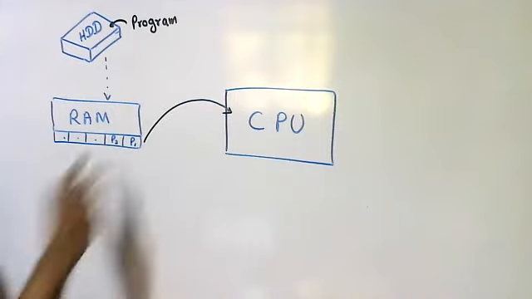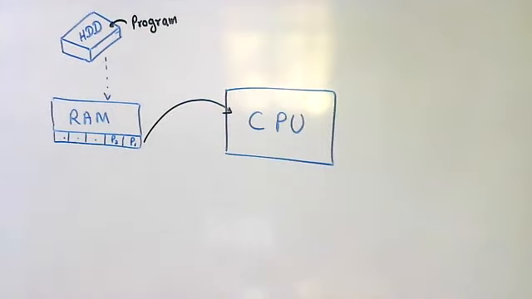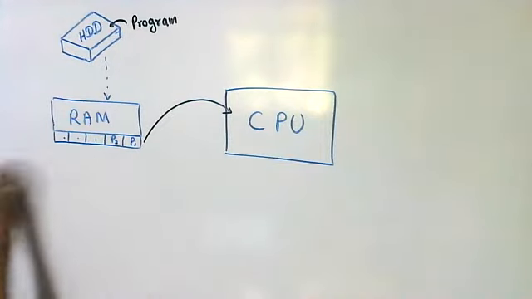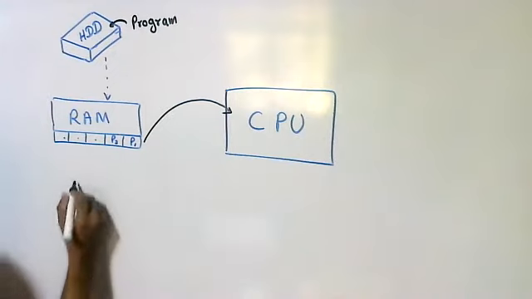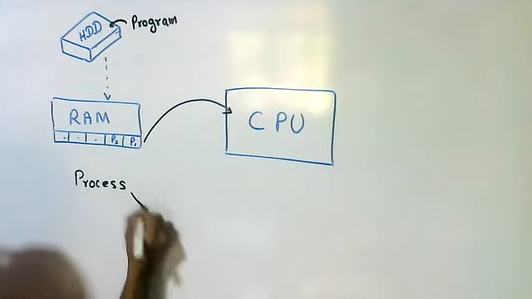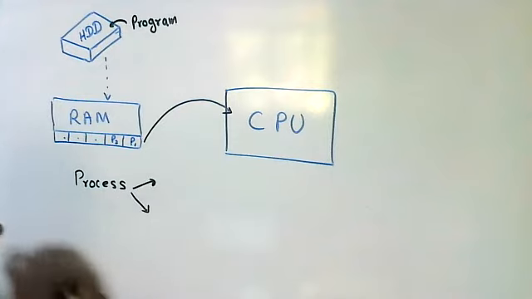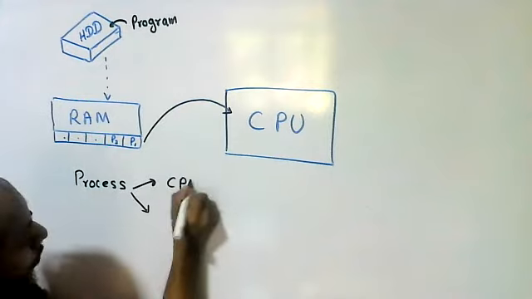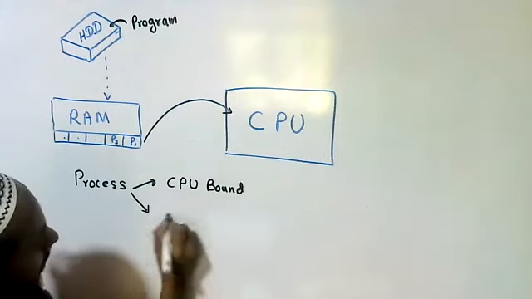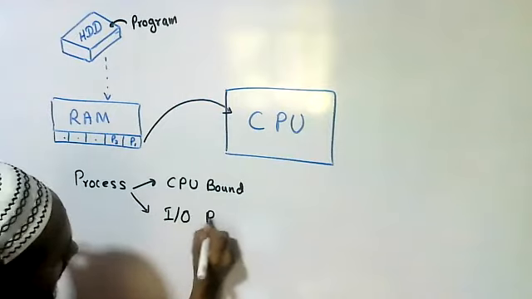So these processes are of two types, students. There are several processes, multiple processes in RAM, in main memory. So we can divide processes into two types. One is CPU bound processes. Another one is IO bound processes.